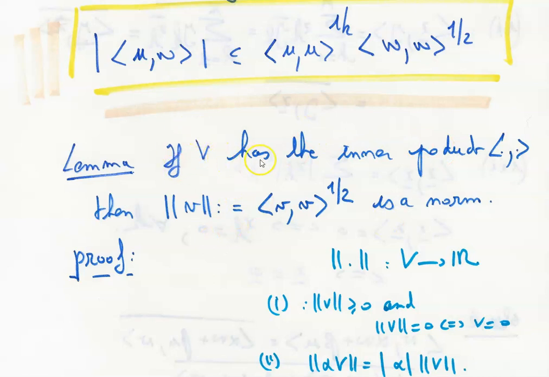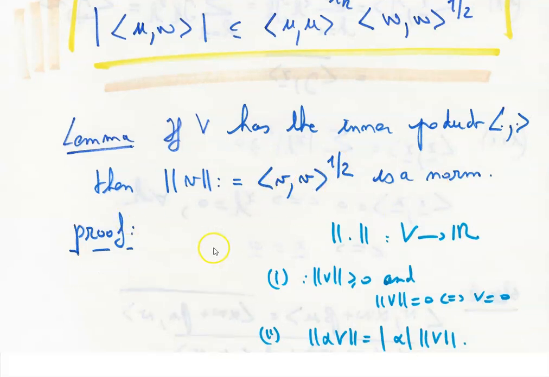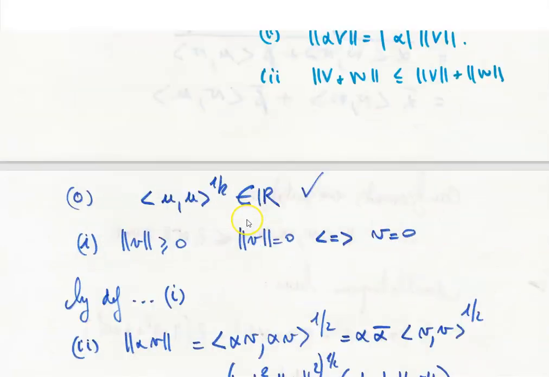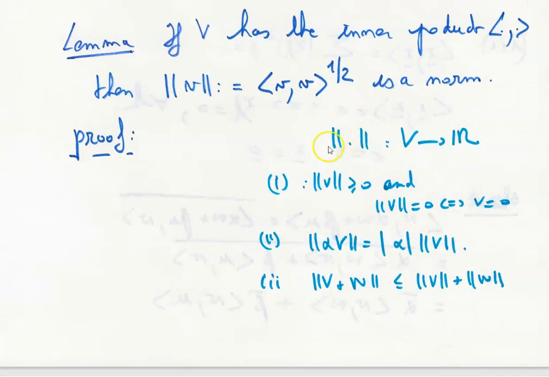If the vector space V has the inner product defined like this, then we always have that the norm of a vector V is equal to the square root of the inner product of V with itself. It is a norm, and let's prove it. To verify what makes a norm in reality, you have to verify three axioms. A norm is a function that takes a vector and gives a real number.